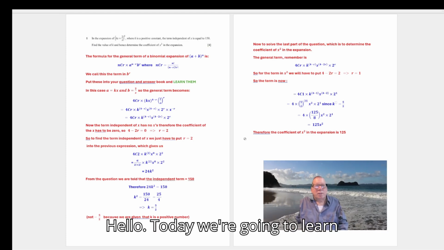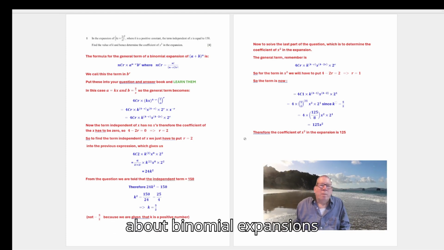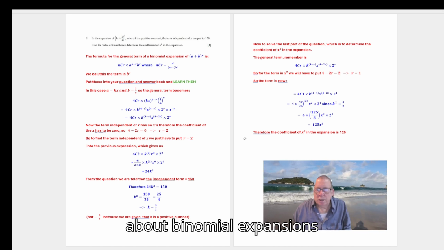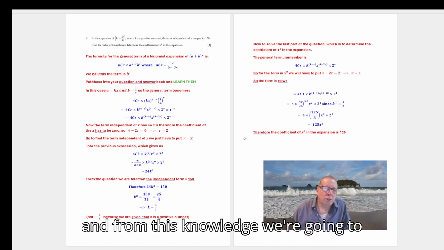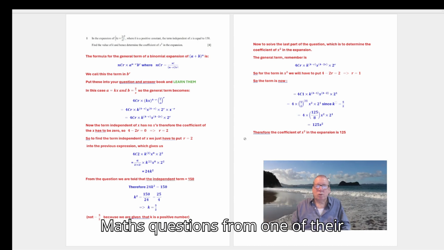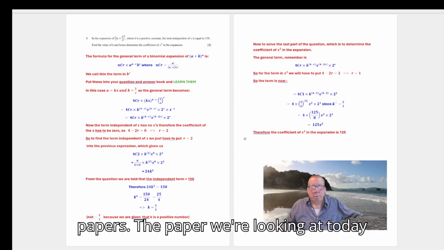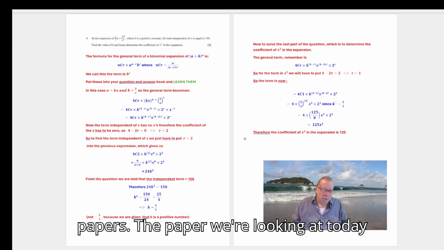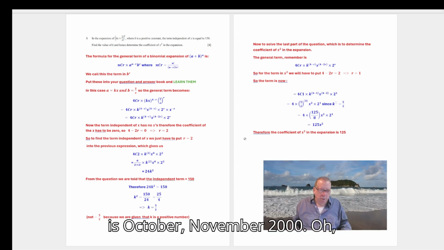Hello, today we're going to learn about binomial expansions, and from this knowledge we're going to solve one of the AS Maths questions from one of their papers. The paper we're looking at today is October-November 2000.